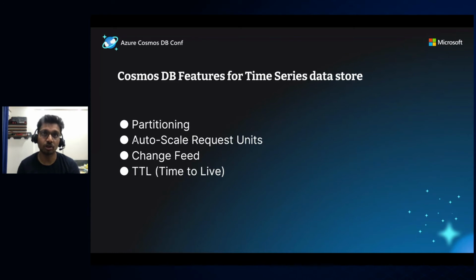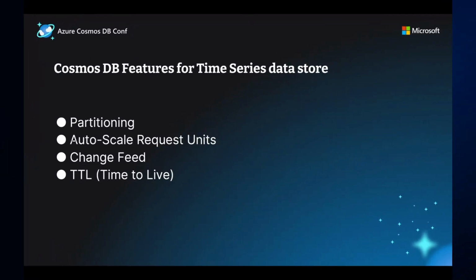There are many Cosmos DB features, but we'll focus on these four to configure and optimize to store time series data: partitioning, auto scale request units, change feed, and time to live. Let's go one by one.